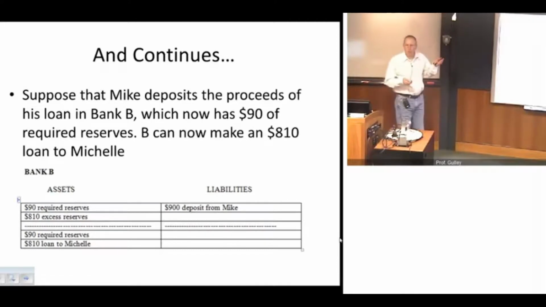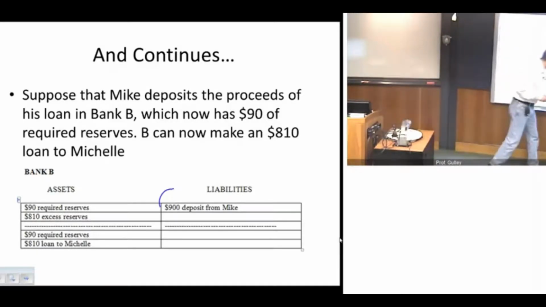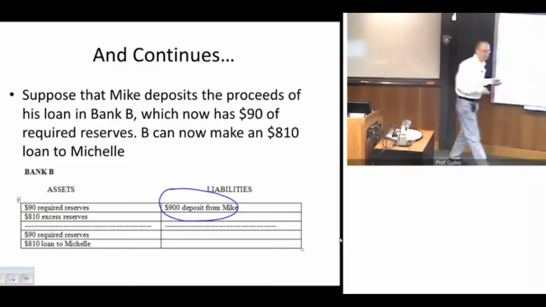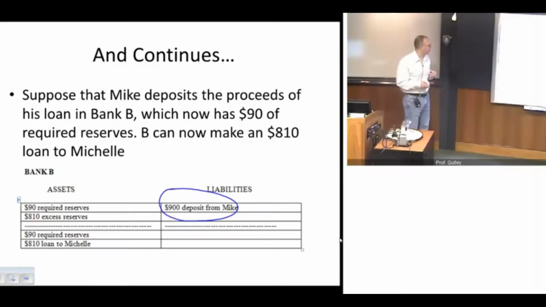Suppose that Mike takes his $900 loan and deposits it in a different bank. We don't need that to happen. We could keep all this same action within the confines of Bank A. But it's a little more convenient if we think of the flow of money, follow the money, so to speak, going from bank to bank to bank. So now Bank B gets a deposit, just like before, except now instead of the $1,000 that you found, it's a $900 deposit.